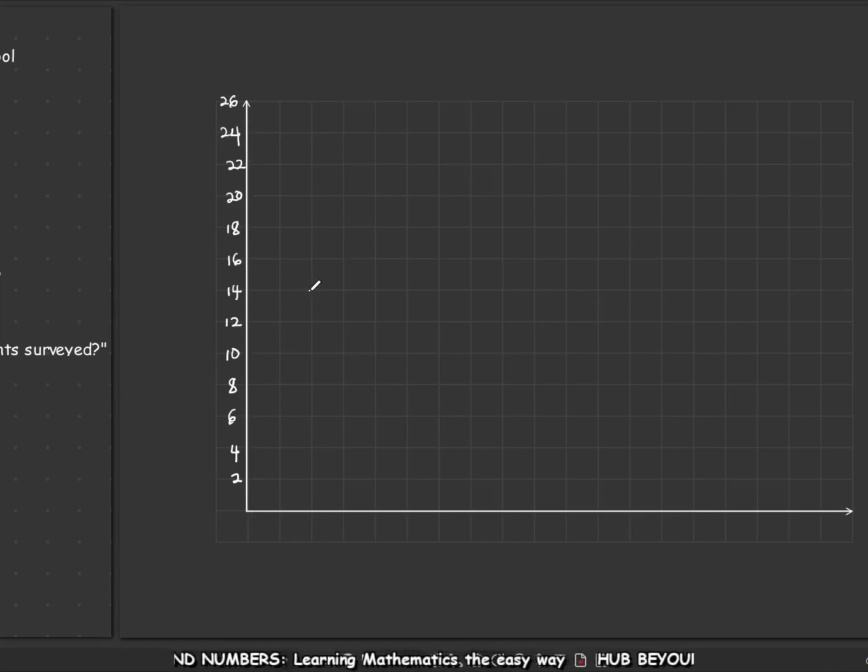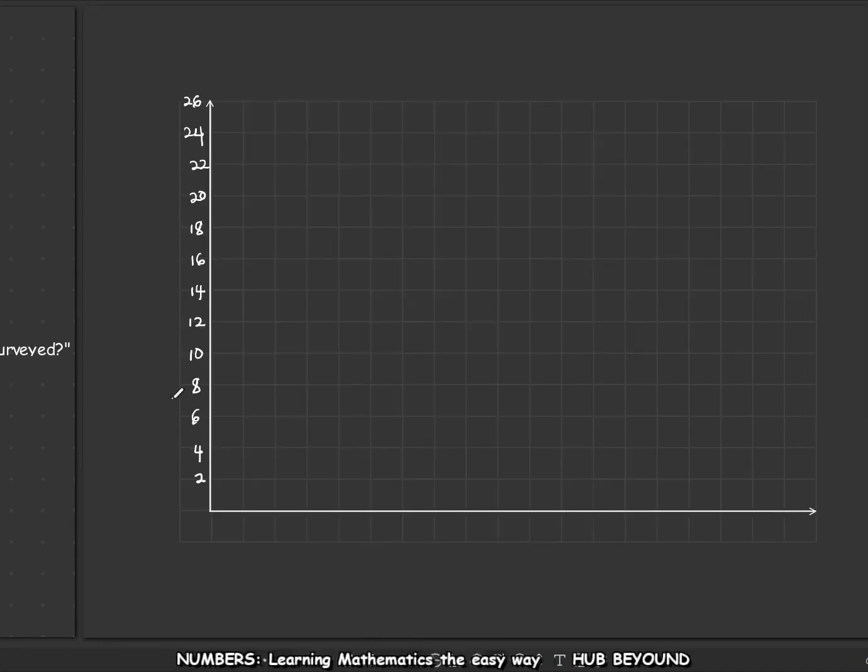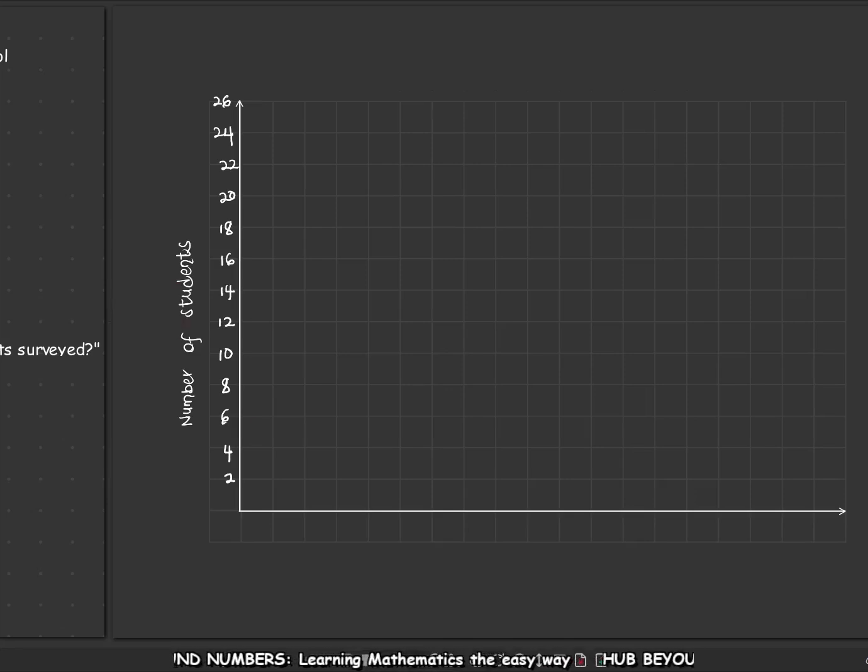So you can also take your time and do yours as well. Now that my y-axis has been labeled, what does it represent? Looking at my data I have here, it's going to represent number of students. So I'm going to write number of students and put that here. As you can see, this is my number of students I have placed there very nicely.